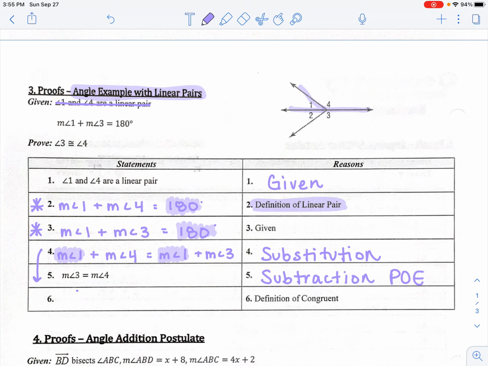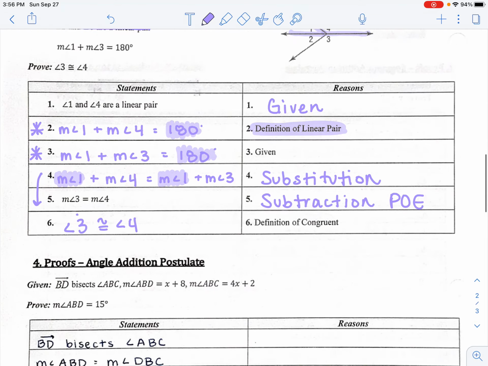All right, and our proof will be our last statement. So our proof is just that angle 3 is congruent to angle 4. And that reason is the definition of congruence. Whenever you see it going from an equal sign to a congruent sign or vice versa, it's just going to be that reason. So now we have another new reason, definition of linear pair.